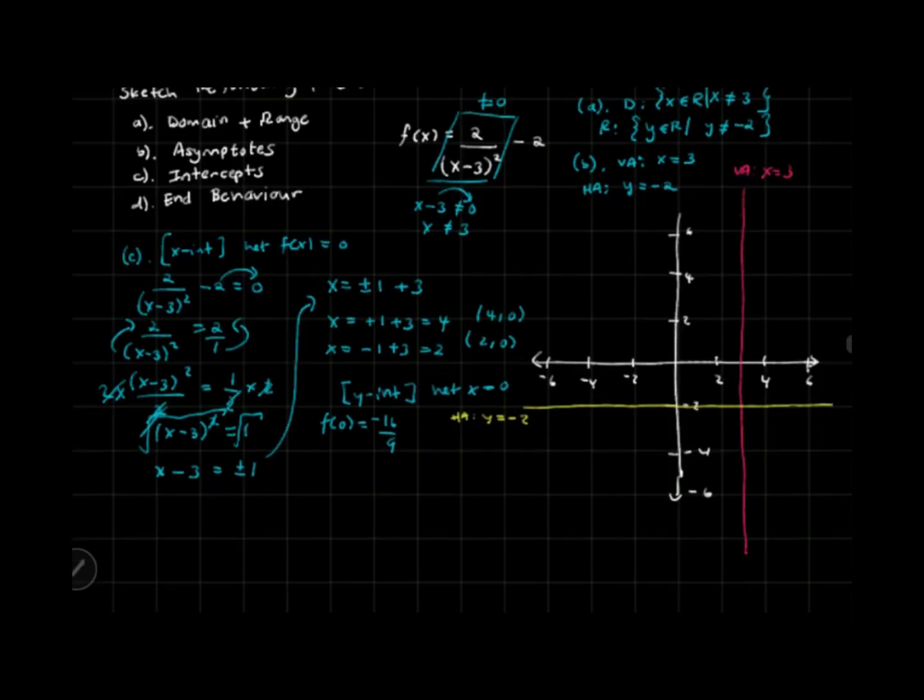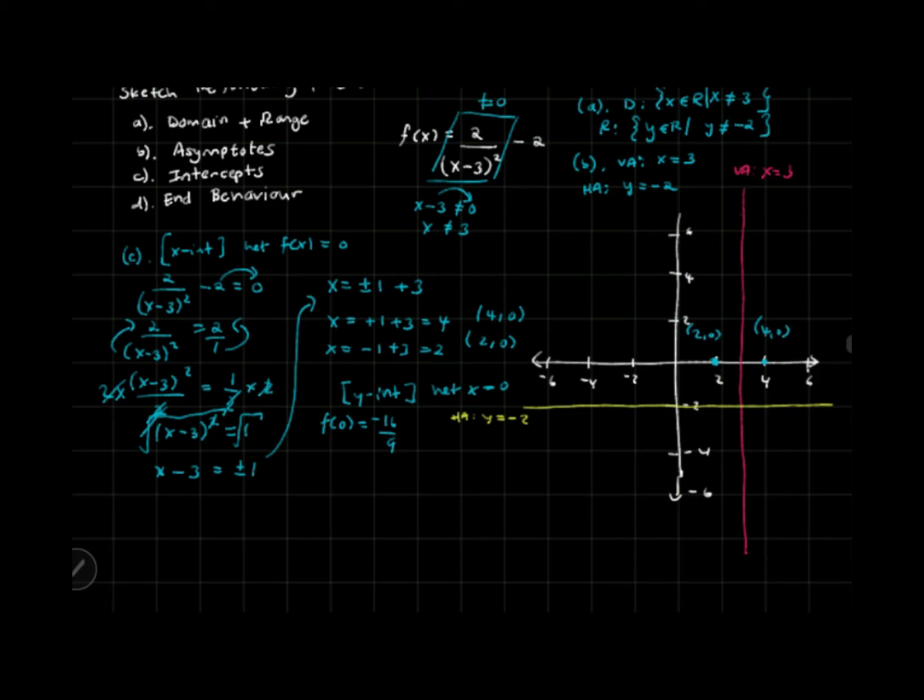Let's plot our intercepts. One of our intercepts here is (4, 0), so let's say it's somewhere here. This is (4, 0). The other intercept is (2, 0), so let's say it's here.